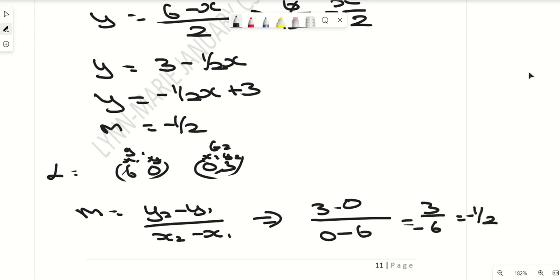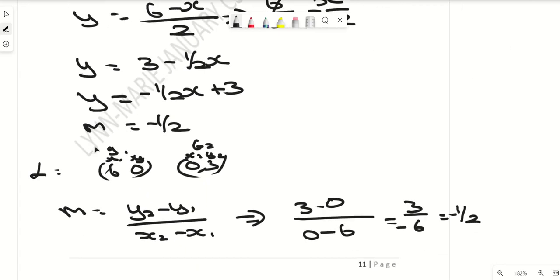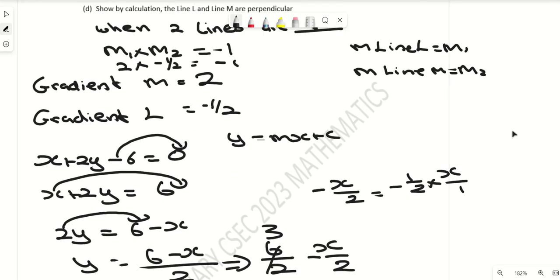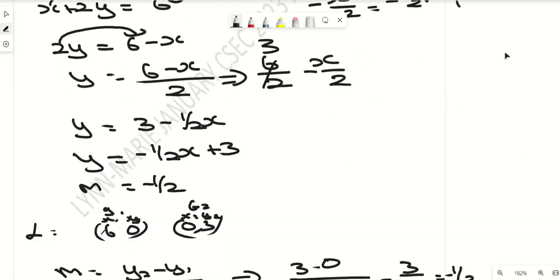If you don't want to use this equation here and you don't want to make y the subject of the formula, you can just simply get two coordinates for L and find the gradient. And then always write this statement: when two lines are perpendicular, the product of the gradients of those two lines will give you negative 1. So you get 2 multiplied by negative a half, which will give you negative 1. So that is how you would show that line L and line M are perpendicular.